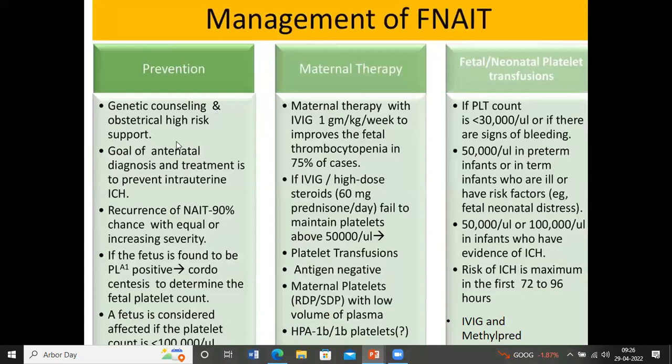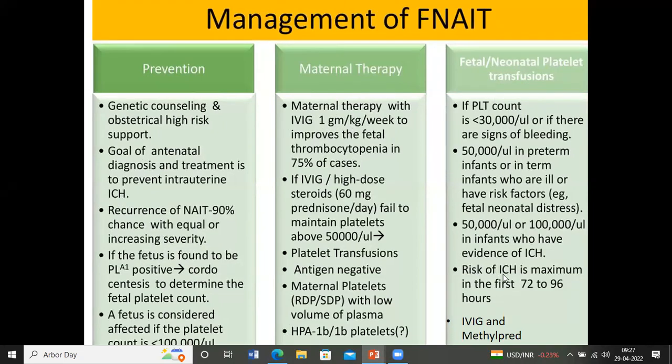So if there was a case of NAIT in a previous pregnancy, we want to make sure that genetic counseling is done so that we avoid intrauterine ICH. And as we know, with increasing pregnancies, the recurrence of NAIT is about 90% with increasing severity. Therefore, sometimes we have to do certain tests to find out if the fetus is affected or not. If there is a positive test, then maternal therapy can be done as well, where you give IVIG to the mother. And if the fetus or the newborn is affected, then you might want to give platelet transfusions if the platelet counts are very low.